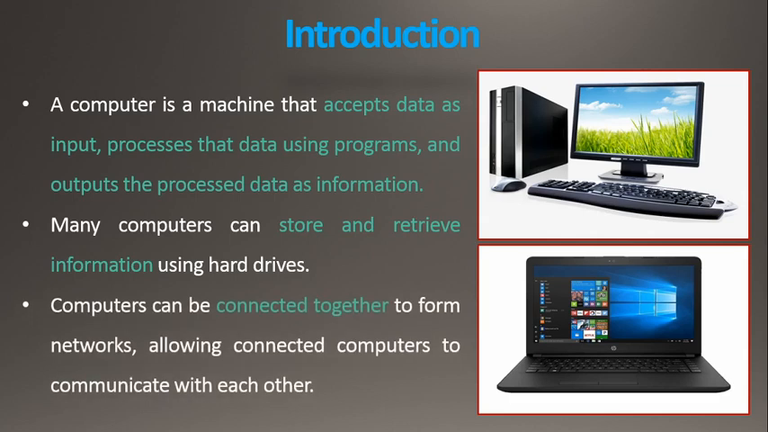Computers can be connected together to form a network, allowing connected computers to communicate with each other. We can connect more than one computer with the help of a LAN system, that is, a local area network. So we can access the data of other computers also with the help of the LAN system. I think you have seen in various hospitals many computers available in different departments. By using the LAN system, they can access data from one computer to another. So just remember this about computers.